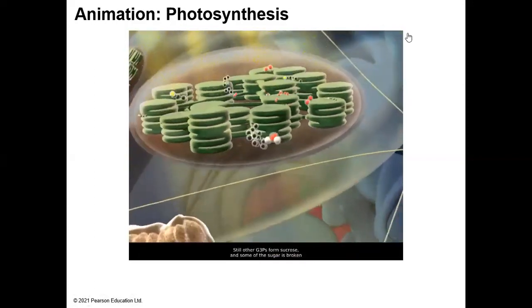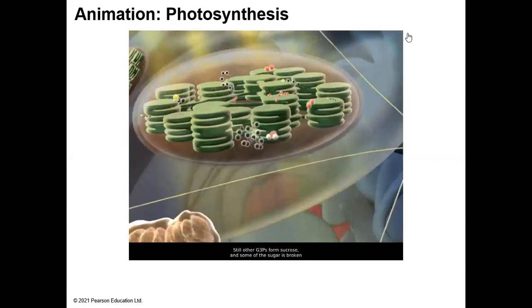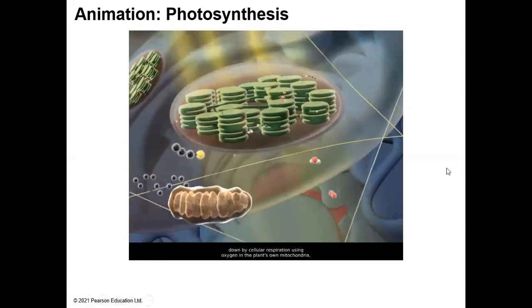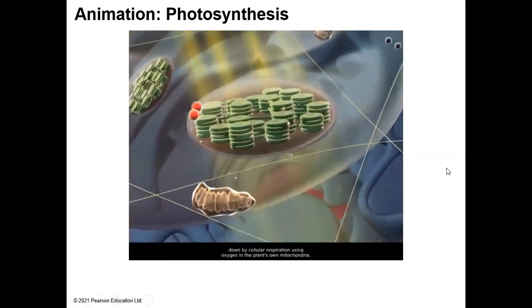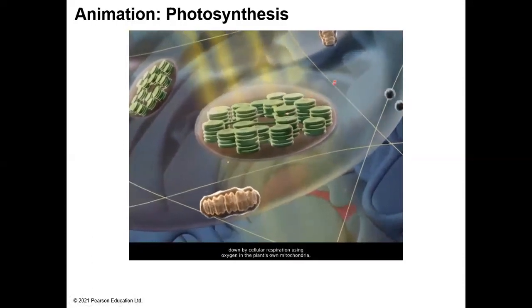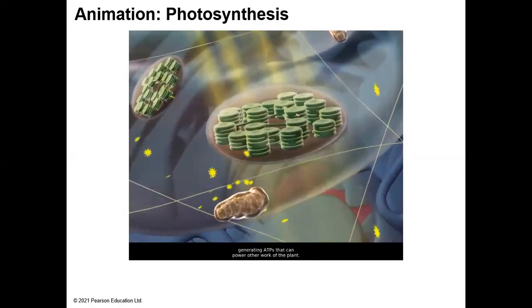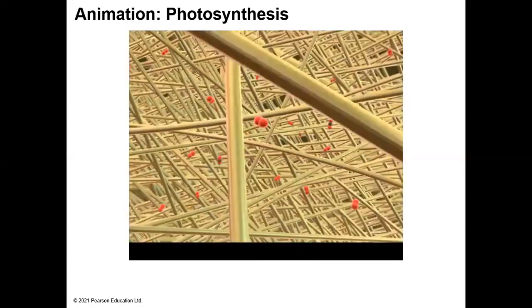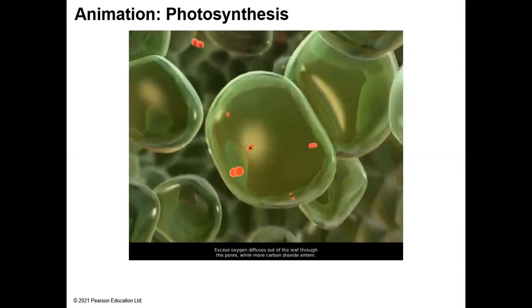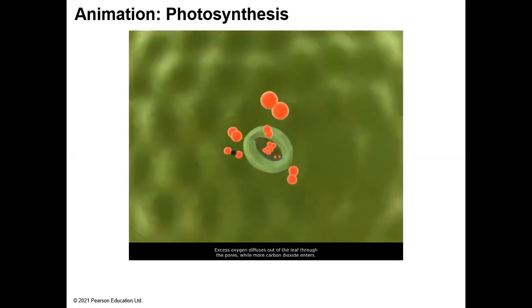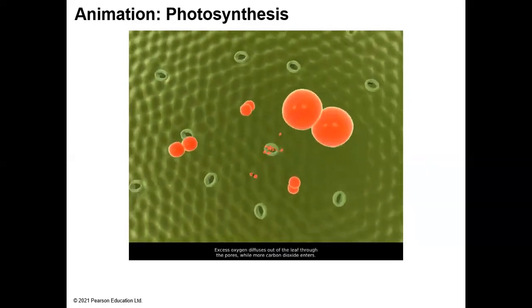And some of the sugar is broken down by cellular respiration using oxygen in the plant's own mitochondria, generating ATPs that can power other work of the plant. Excess oxygen diffuses out of the leaf through the pores, while more carbon dioxide enters.